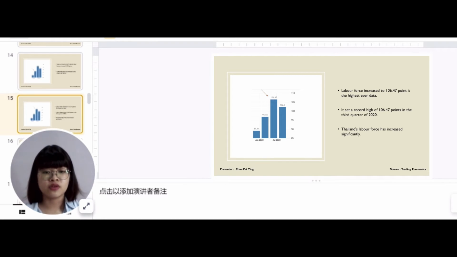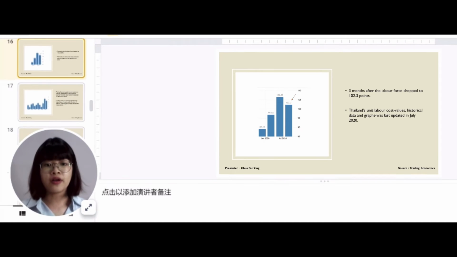After that, the labor force increased to 106.47 points, which is the highest ever data. It set a record high of 106.47 points. In the third quarter of 2020, the data on the number of people looking for work in Thailand's labor force has increased significantly. The last turning point on the table entered the last 3 months, after which the labor force dropped to 102.3 points.